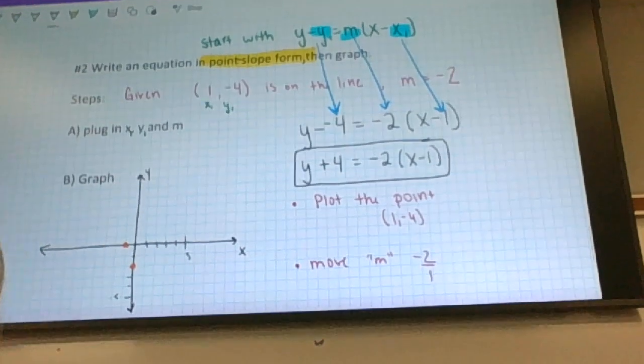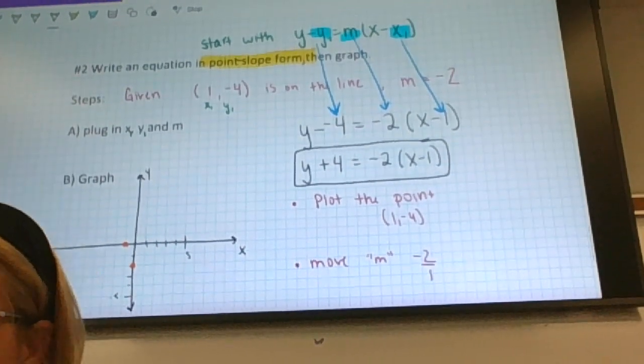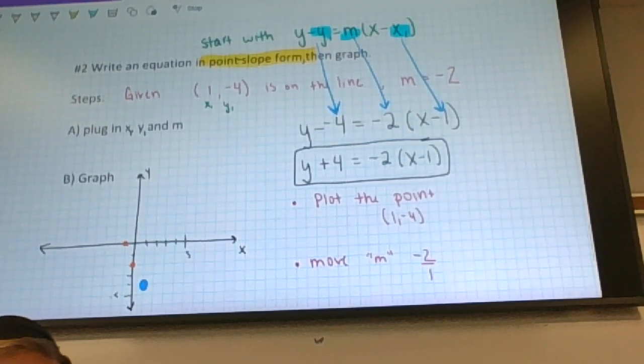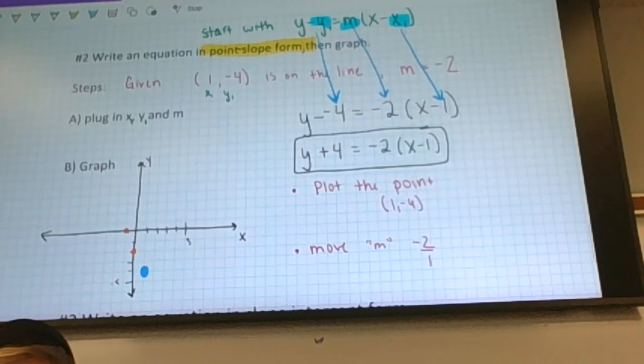All right, so I'm going to plot the point. 1, -4, 1, 2, 3, 4. And then I'm going to move down 2, right 1. And I have to go both ways.